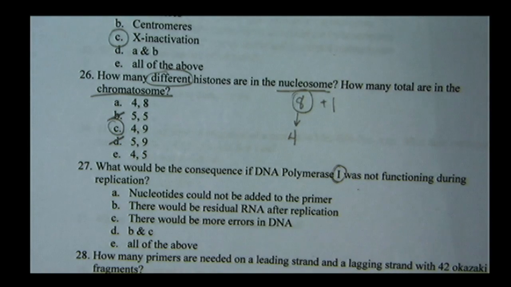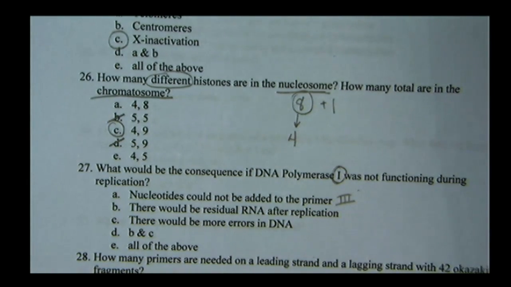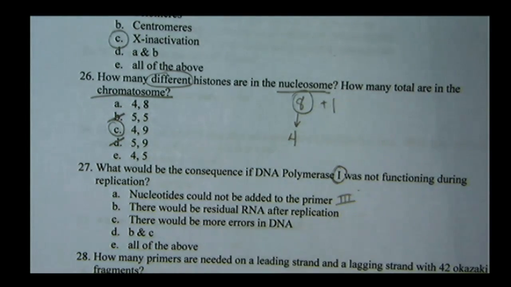Okay, and how many primers are needed on a leading strand and lagging strand with 42 Okazaki fragments? Here, remember, the leading strand is continuous. So once that 1 primer is in place, it can keep going and keep going. So you only need 1 primer for the leading strand, but you need a primer for each lagging strand fragment.